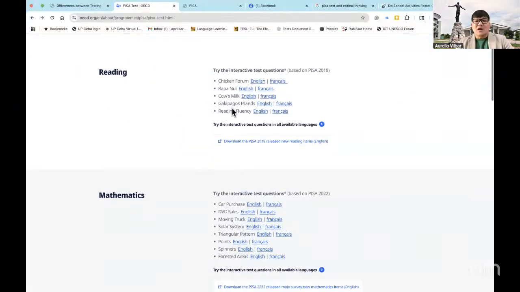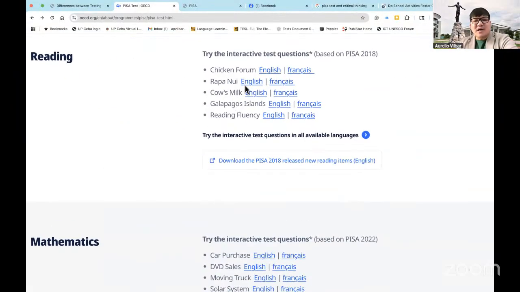Okay, let me do it. So, ito po yung link on the chat box. Yan po yung makikita natin. So, si group 1, okay, let me share again. Si group 1 will choose Rapa Nui reading. Tapos, after they analyze it, gagawa sila ng short text using some AI tools.